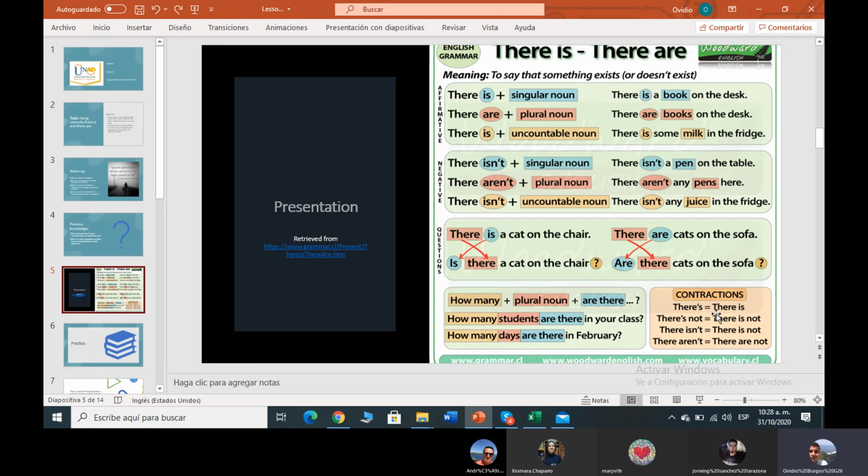The contractions, as you can see before, there's is the contraction of there is. There is not, there's not, or there isn't. And there are not, the contraction is there aren't, okay?